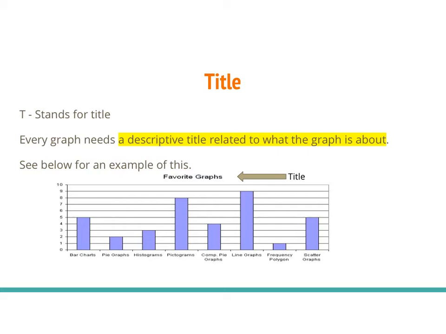The T in TAILS stands for title. Every graph needs a descriptive title related to what the graph is about. As we look at this graph below, there's a title above it. It says favorite graphs. That describes what this bar graph is all about. As we look at it more closely, it's got bar graphs, pie graphs, histograms, pictograms, and so forth. The title should always be descriptive, and it should always be at the top of the graph.